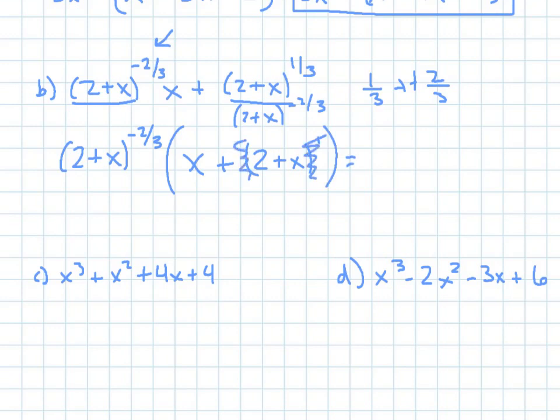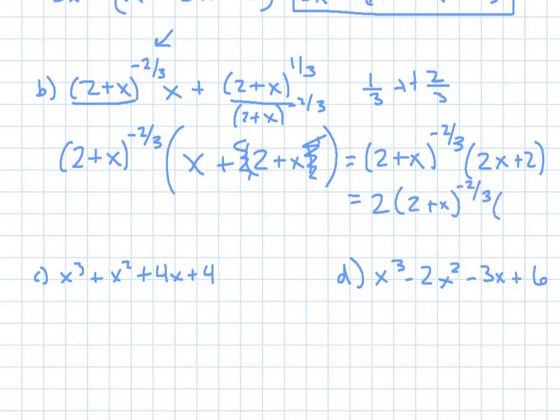So then you really can put your stuff together there because you have like terms. So you get 2 plus x to the negative 2/3 power times 2x plus 2. Now here, because you have a 2 in common, that's another thing you can take out. And I put it all the way out in front, so that leaves you with x plus 1 on the back side there. So that would be your factoring, okay?